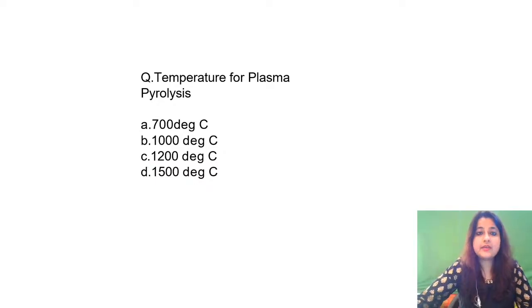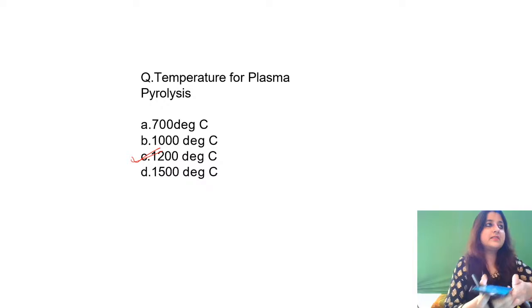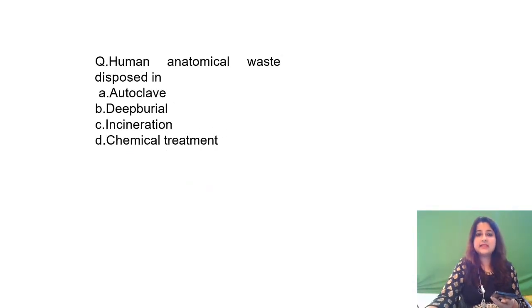All right. Okay. Temperature for plasma pyrolysis. Plasma pyrolysis is also one of the methods, just like incineration. The temperature for this is also 1200 degree Celsius. Is that clear, everyone? Did you all understand this question, guys? All right, so I hope I was able to make some points clear to you.